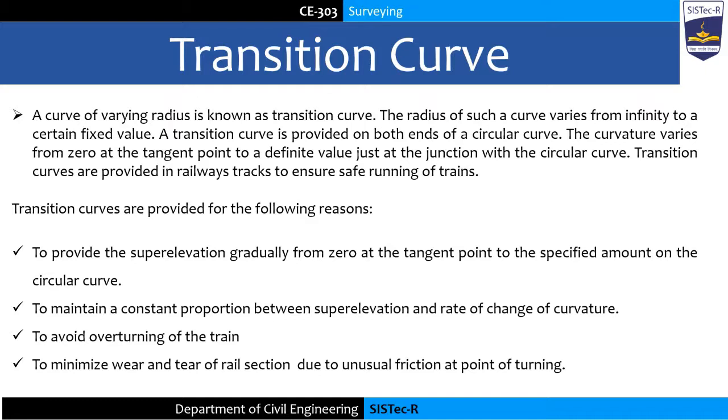Next reason is to minimize wear and tear of rail section due to unusual friction at the point of turning. So these are the 4 reasons why a transition curve is provided.